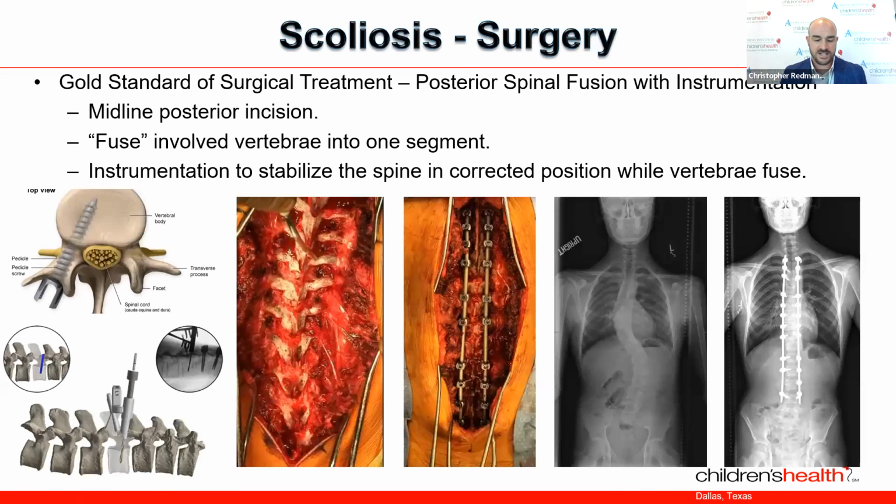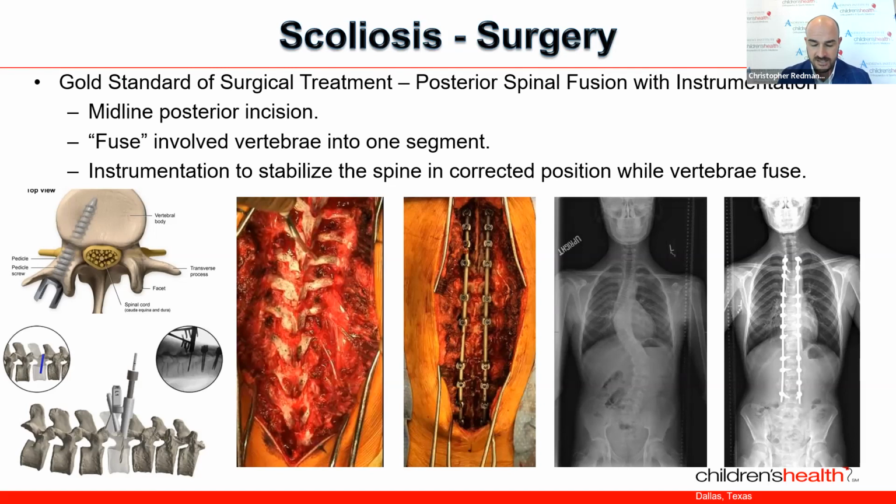Spinal fusion is the most commonly performed procedure for scoliosis and is considered the gold standard of surgical treatment. It is most commonly performed through a posterior approach, or through the back, and involves placement of instrumentation, which includes possible screws, hooks, and rods, along with bone grafting along the spine. The ultimate goal of doing these procedures is to have the involved vertebrae fuse into one solid bone and therefore prevent any further progression of the curvature.